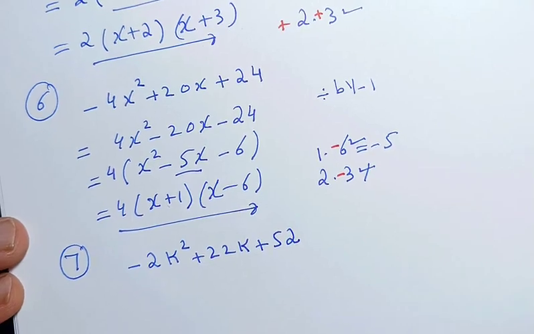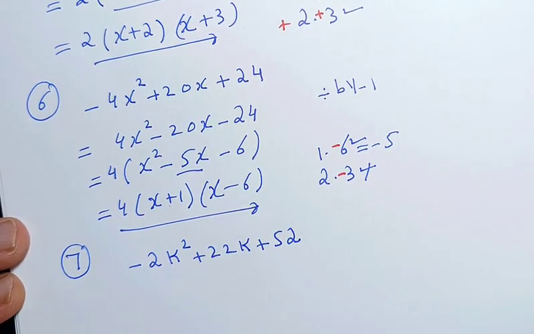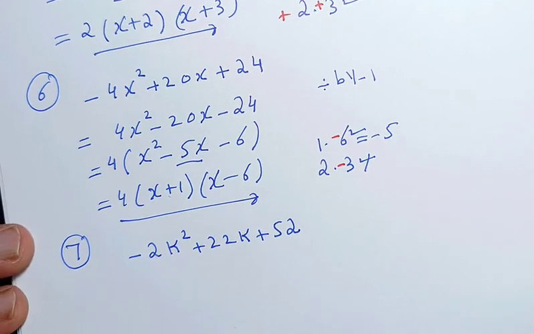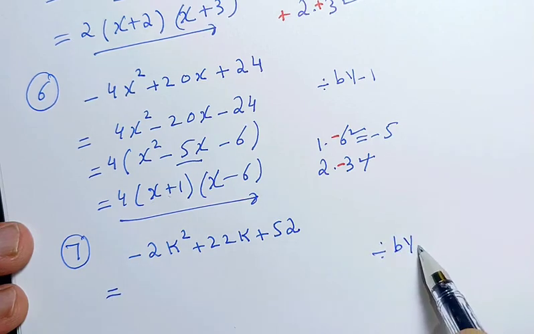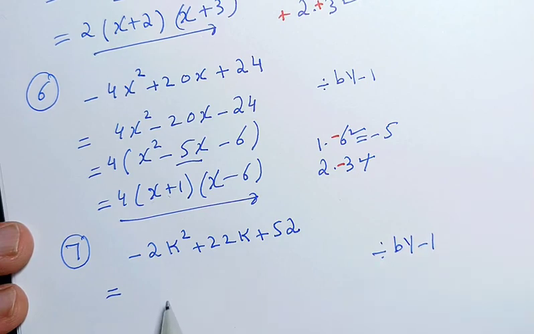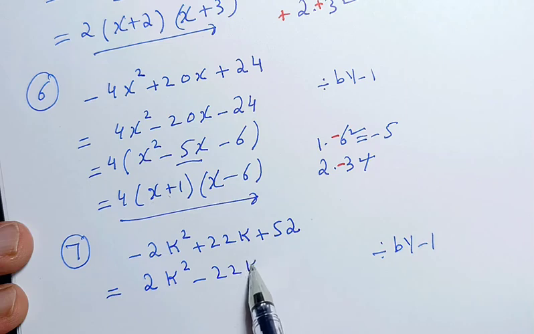My question number 7: negative 2k squared plus 22k plus 52. Now, I can see the leading coefficient is negative, so I have to divide by negative 1, because the leading coefficient must be positive. Negative becomes positive because negative divided by negative is positive. So it's going to be 2k squared, positive becomes negative 22k, positive becomes negative 52. Now, is there any common factor?